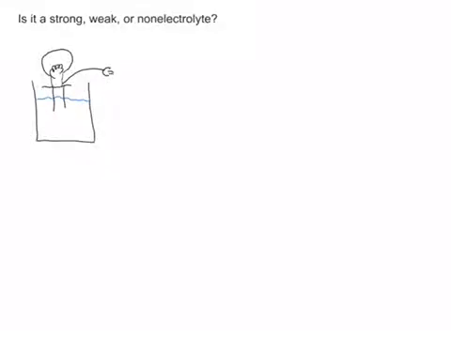Is it a strong, weak, or non-electrolyte? Well, first of all, we need to understand what an electrolyte is. An electrolyte is something that in solution dissolves as ions. What do we mean? It means that in the solution, when it dissolves, there would be plus and minus ions. These ions then would be free to move.